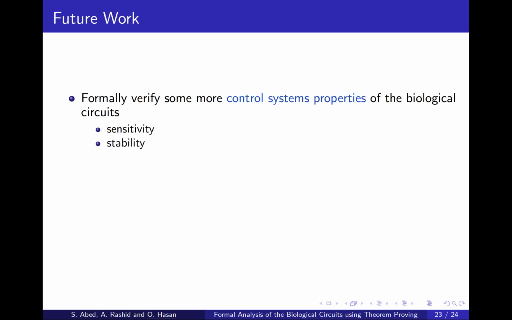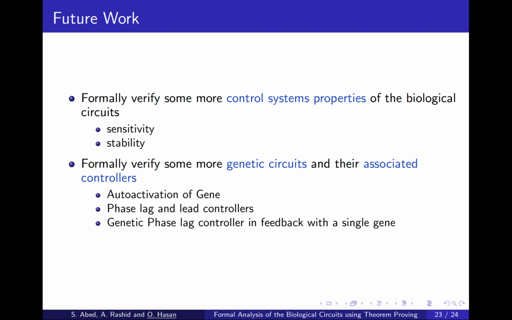Now, there are many other avenues that we want to explore in this domain. First of all, we want to formally verify some more control theory properties of the biological circuits, including sensitivity and stability, and this would allow us to further expand the scope of our analysis. Moreover, we also want to formally verify more genetic circuits and their associated controllers, including auto-activation of gene, phase lag, and lead controllers, genetic phase lag controller in feedback with a single gene as well. And again, the main intent is to expand the scope of our formalized analysis so that a variety of synthetic biology problems can be analyzed within the sound core of a theorem prover.